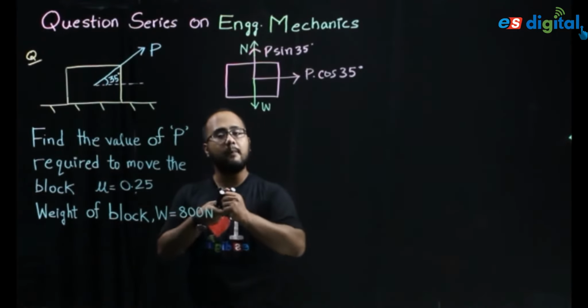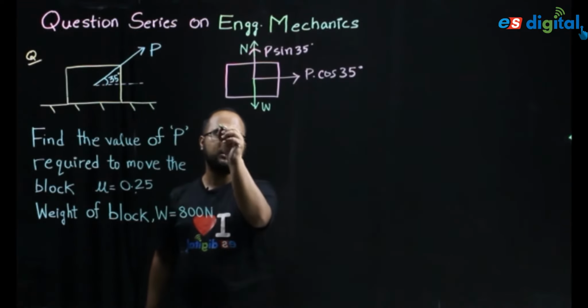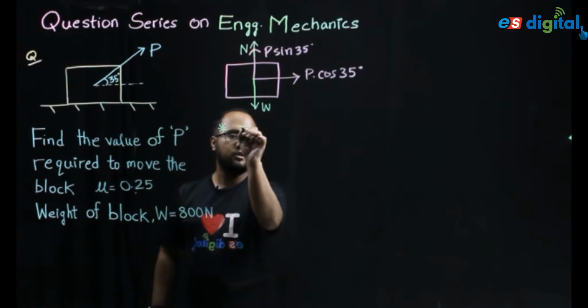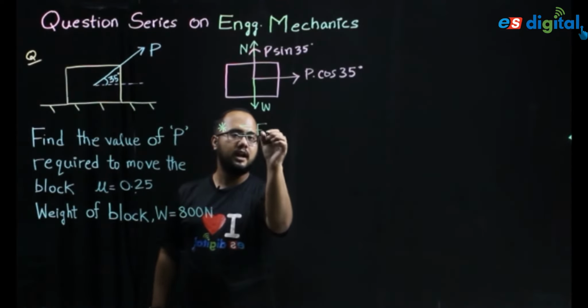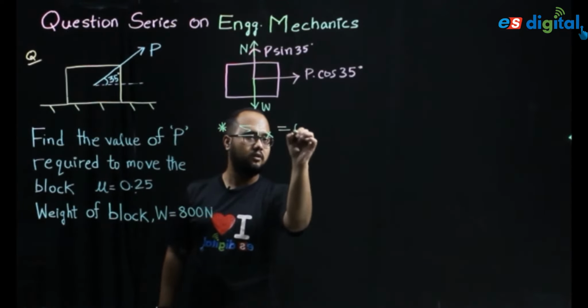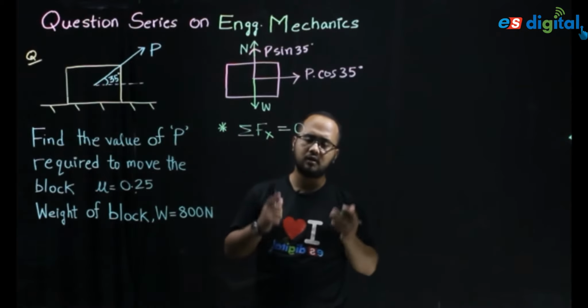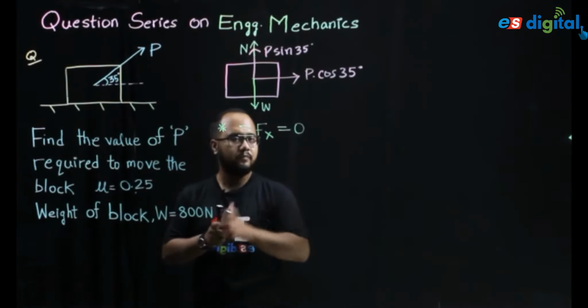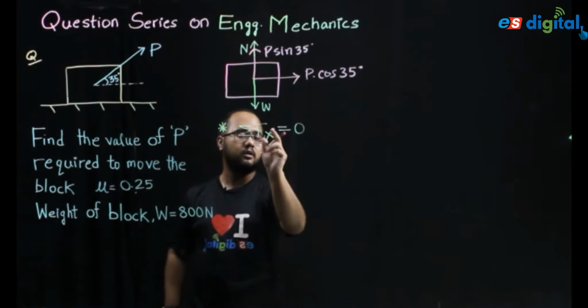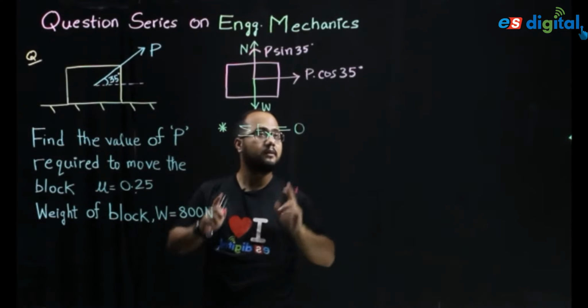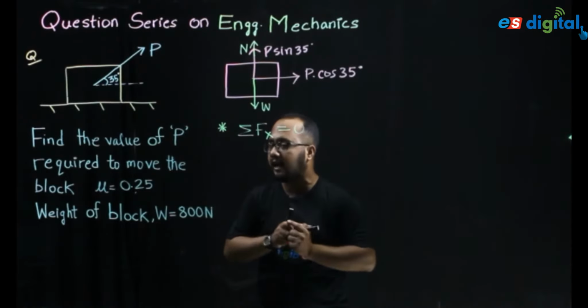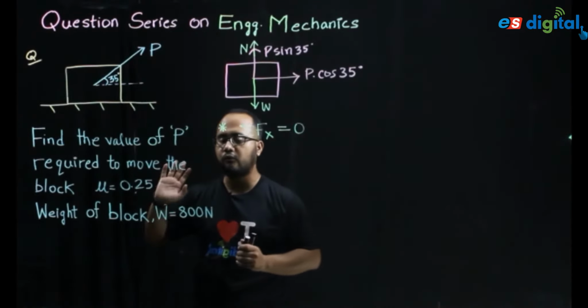The first equilibrium equation we are going to apply is the summation of forces along the x direction equals 0. X basically means the horizontal direction. We will put in the horizontal force P cos 35 and another horizontal force, which will be the frictional force.